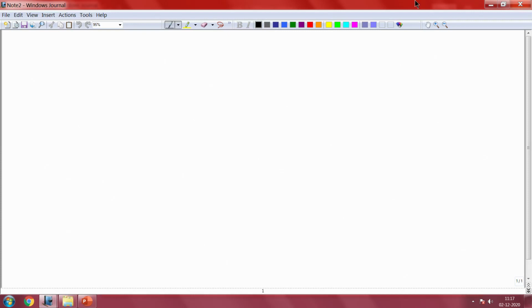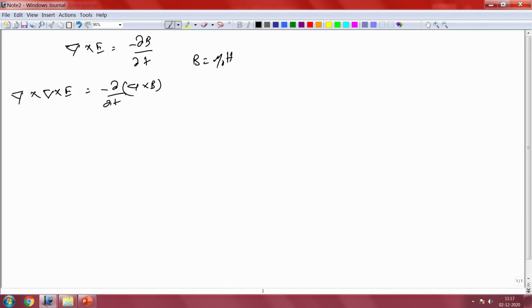So we start with the electric field representation, right, and let's do a cross operator here. So del cross E, that is what we would like to do. This would become minus del cross B, all right, where B is nothing but mu naught H.